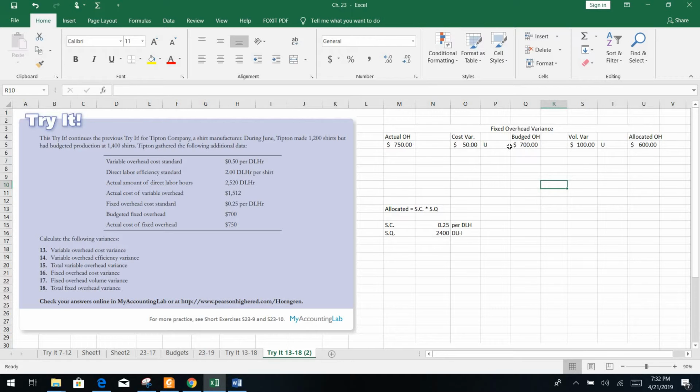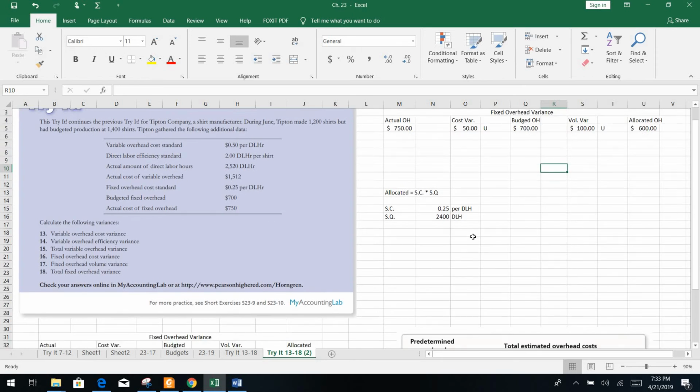So my suggestion would be to figure these two out first, because it's very simple in your mind to understand. If your actual is more than your budgeted, obviously that's unfavorable. Once you have that, then you can compare these two, and by process of elimination, understand that will be either favorable or unfavorable, depending on if you need to add to that value to get the difference, or if you need to lessen the value. So that's the solution to the fixed overhead problem.